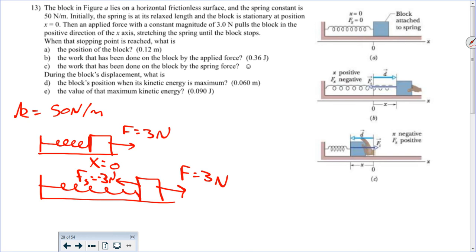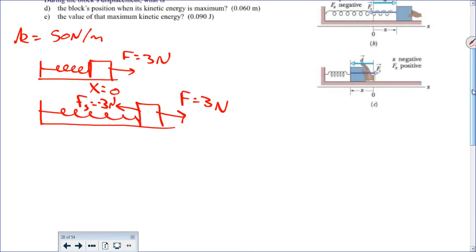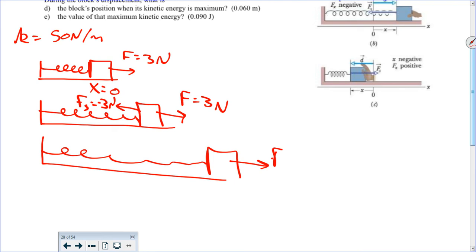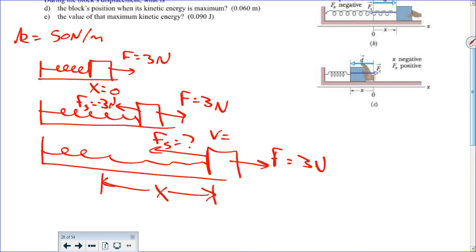Does that make sense? So it's not actually going to stop until sometime later, when your force is 3 newtons and the force of the spring is some big number, which I don't happen to know, but it's some bigger number, right? Does that make sense, you guys? And what we want to know is what this is at the point where your velocity is 0.